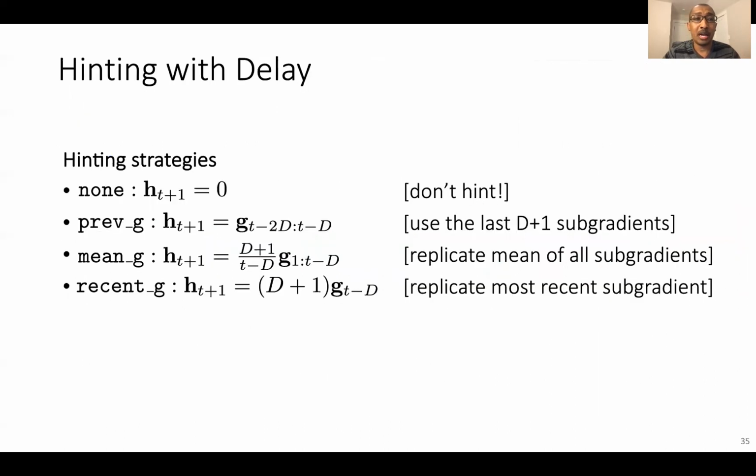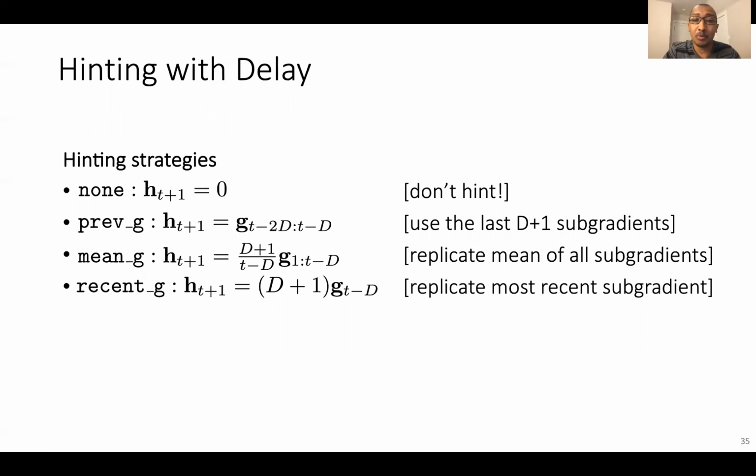Now, since we're operating with optimism, we need some hinting strategies. And so for that, we've adapted several common hinting strategies that are often used in the undelayed optimistic online learning literature. So first is the none hint, that is, don't hint at all. There's also the PrevG hint, which is, since we're trying to predict the next, the D+1 missing gradient, we're just going to use the last D+1 subgradients that we've observed.